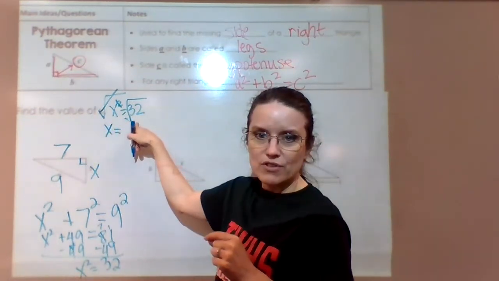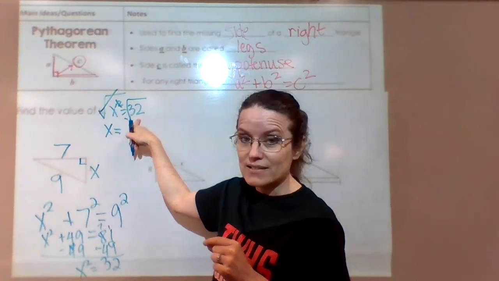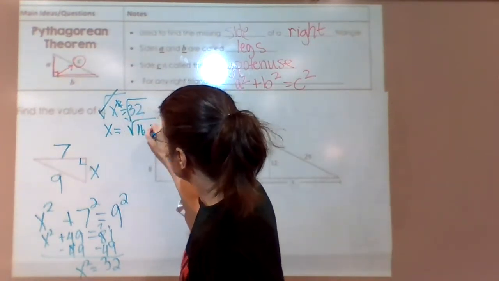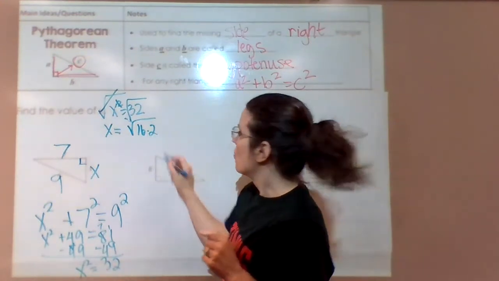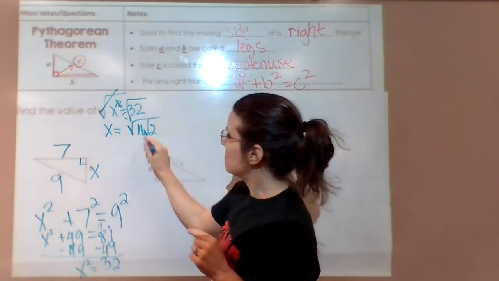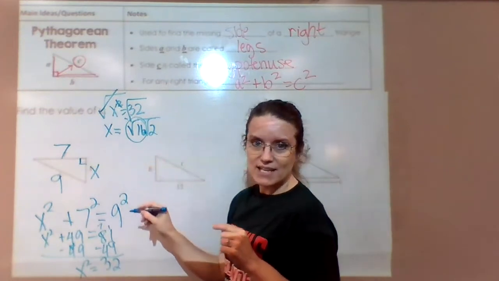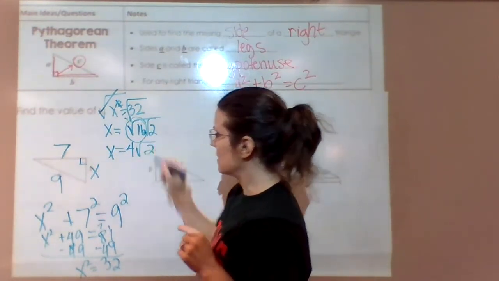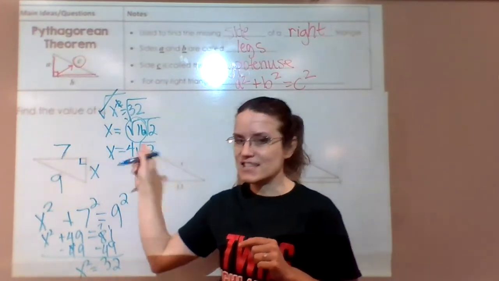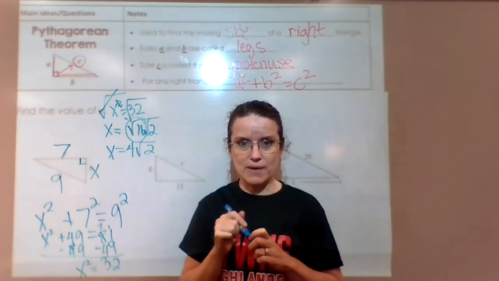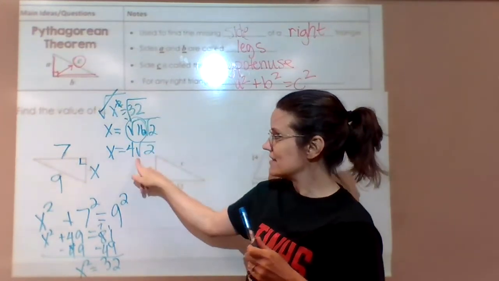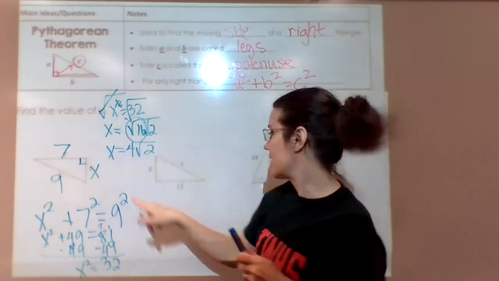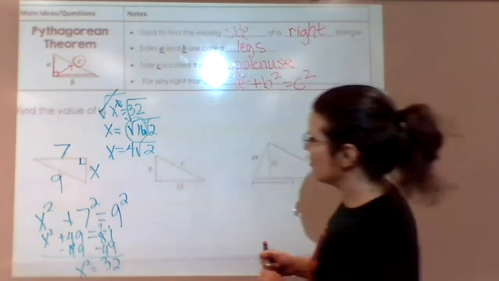For the square root of 32, I need to simplify this. But we simplified this one before. That's the square root of 16 times 2, which I can then break up and go, oh, the square root of 16 is just 4. So x equals 4 times the square root of 2. This is why we needed to know how to simplify radicals, is because we get these answers that have radicals left in them, and you need to know how to simplify them. And see, you're almost done.